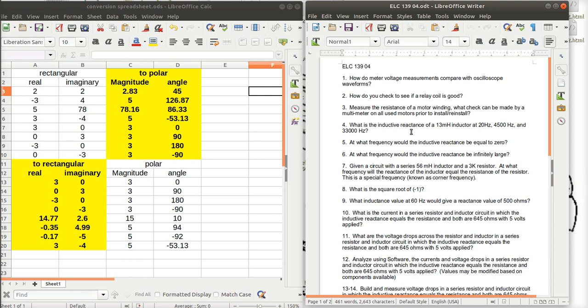What is the inductive reactance of a 13 millihenry inductor at 2450 hertz and 3300 hertz? Well, I just happen to have my spreadsheet open. I've got my conversion spreadsheet open. So 13 millihenry is 0.013 henries. So inductive reactance XL is 2 pi.